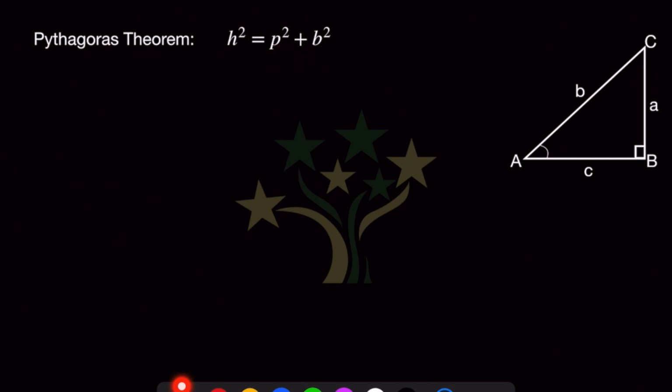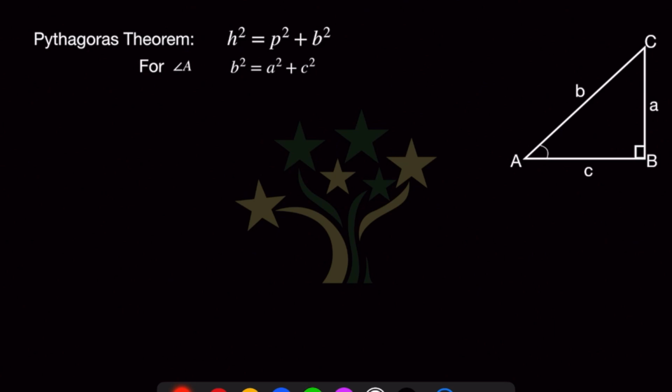Now, here in the triangle ABC, if you substitute hypotenuse, perpendicular and base with small a, small b and small c, how does the Pythagoras theorem look like? It looks like this, that is b square is equal to a square plus c square. For angle A, b is the hypotenuse, a is the perpendicular, c is the base. So it looks like this.